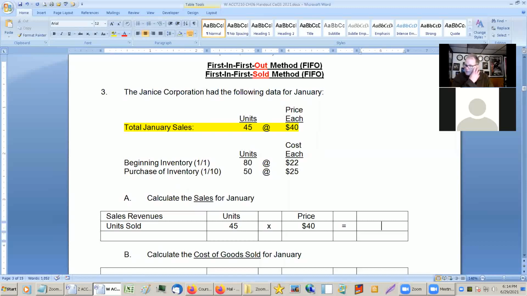And so this will equal our sales. Calculator cam. Calculator cam. Let's try this again. Okay.